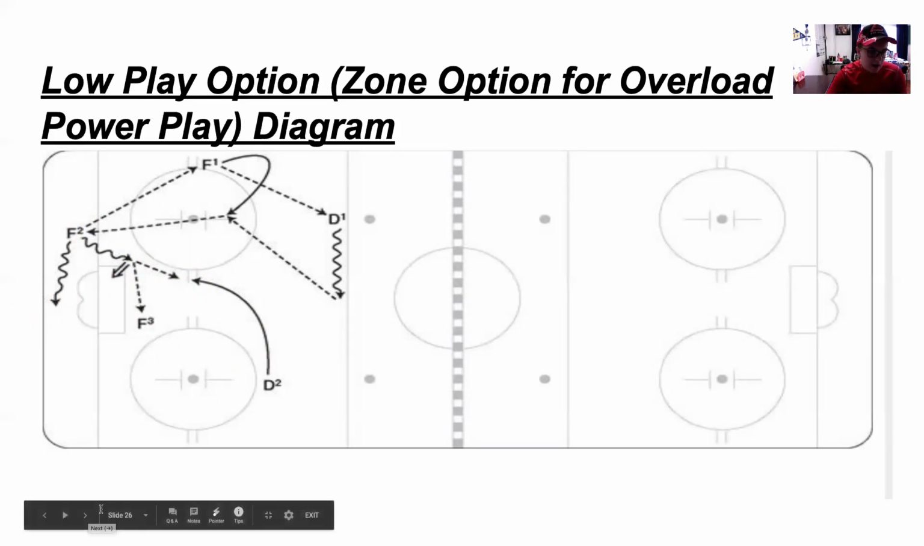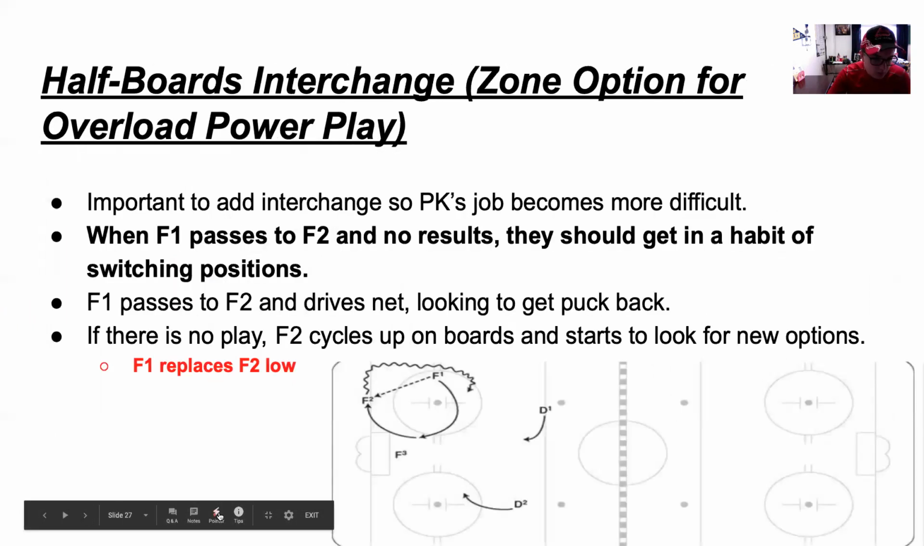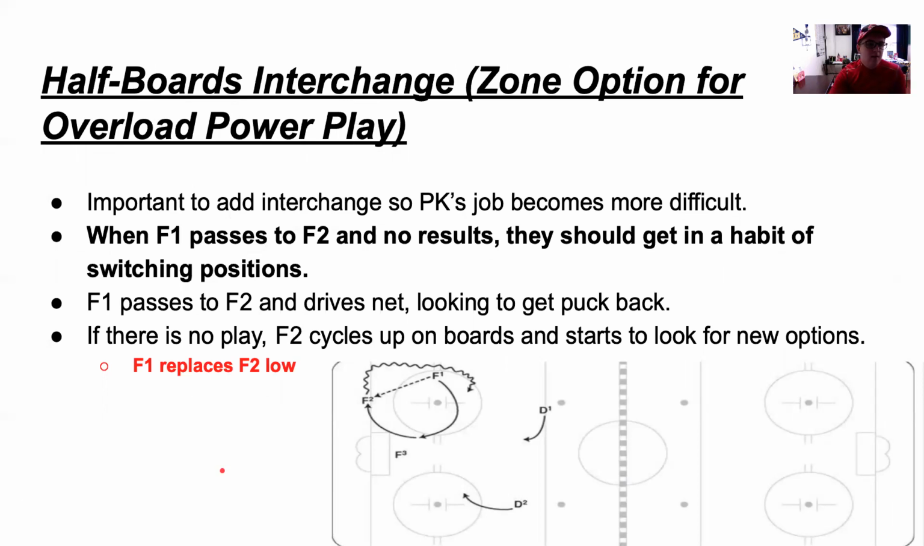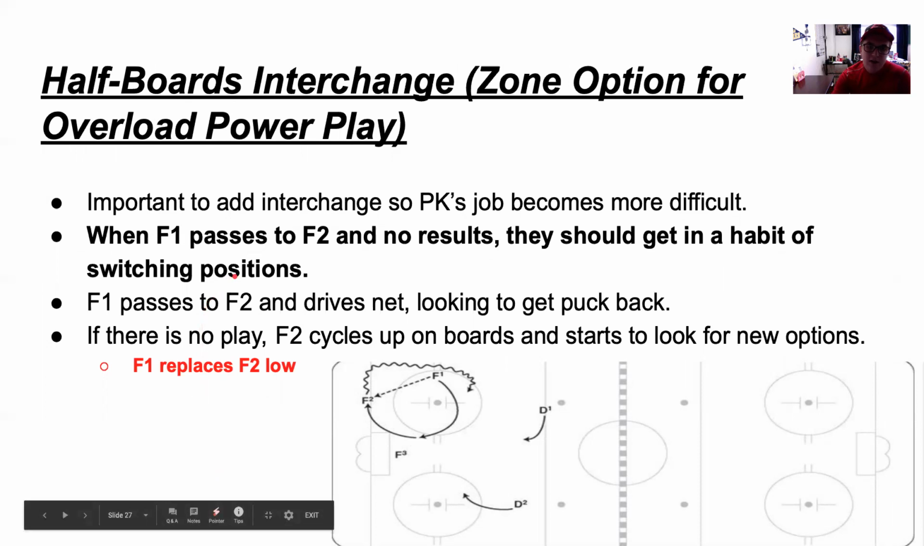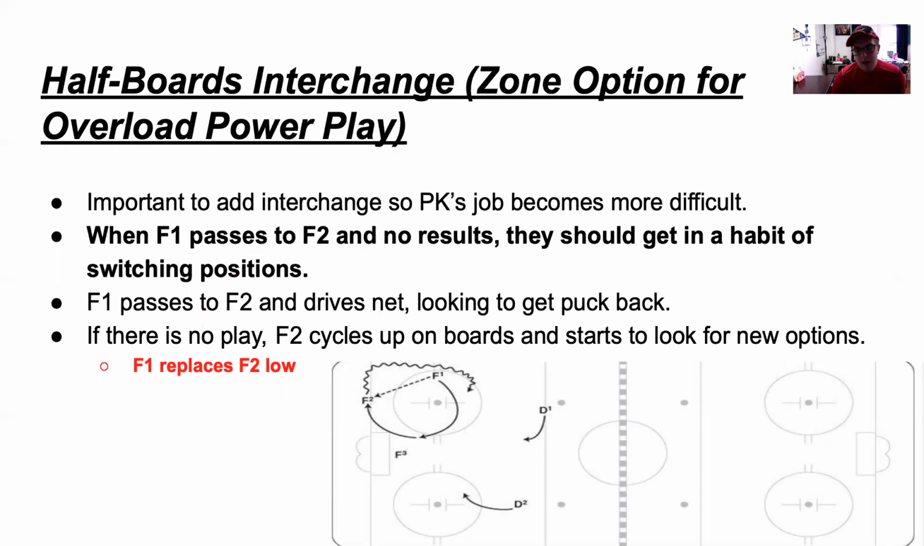So we have the half boards interchange. It's very important to add interchange so the PK's job becomes more difficult, because if we're moving all the time and constantly moving our feet, our opponents are going to be really confused. So when F1 passes to F2 and there are no results, they should get in the habit of switching positions. If they're just passing, it's not going to cause problems, so we have to use our feet and rotate.